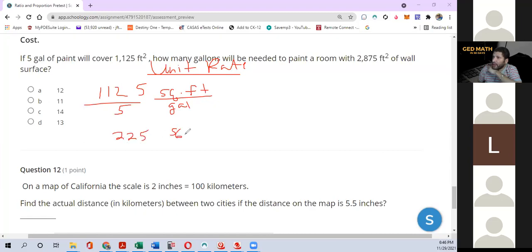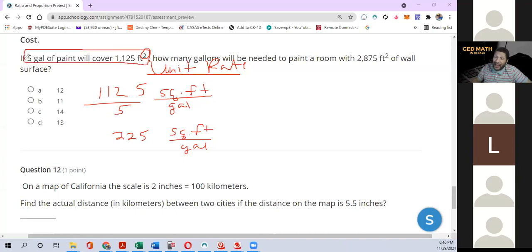225. Does it matter that it's squared? Yes. Why does it matter if it's square? Because this square feet tells you that's area. Remember, all area is feet squared or square feet. So that's the area of the wall, length times width. What it's telling you is 5 gallons can do 1,125 square feet. So what we found out is 5 gallons.